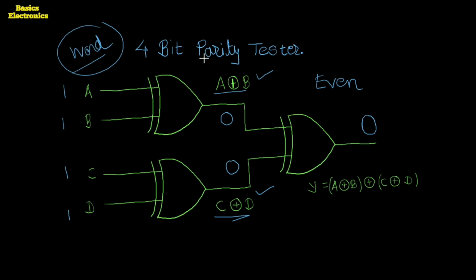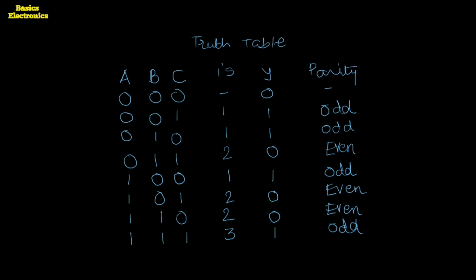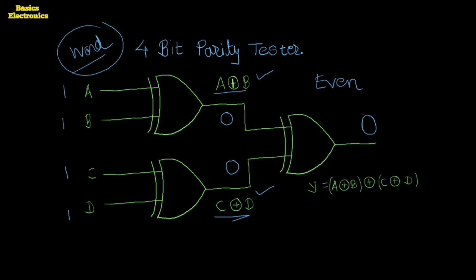As we constructed the truth table for the 3-bit parity tester, we also construct the same truth table for the 4-bit parity tester, but the number of entries is 16. I am going to write down only what the input and the output are. This is a home assignment for you: draw the truth table of the 4-bit parity tester.